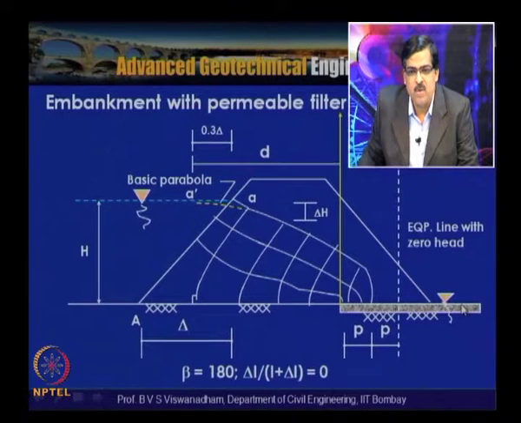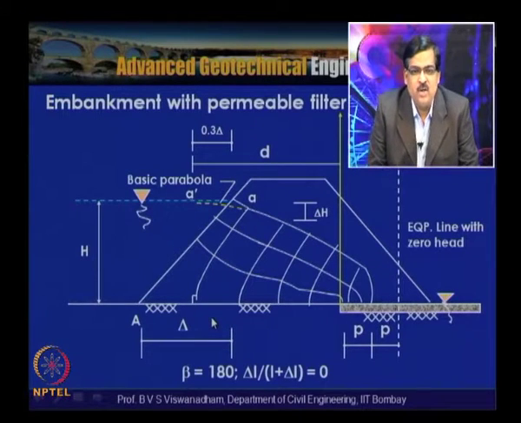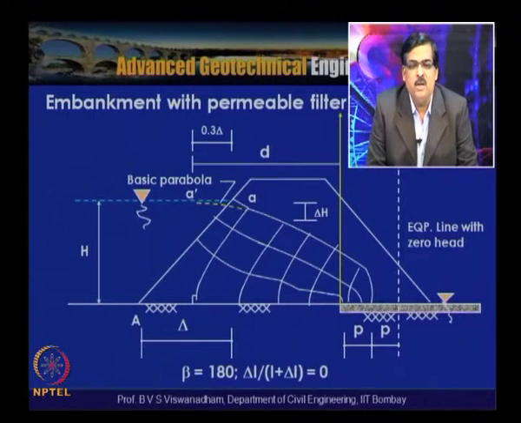This is the equipotential line with the 0 head, and here this is the topmost flow line, and this is the equipotential line. You can see that this has to be orthogonal, so it meets this at a right angle. So here also, this being the horizontal flow line, the equipotential line meets here at right angles. So this is how the flow net construction will happen, or how the flow happens in real conditions when we have a permeable filter.